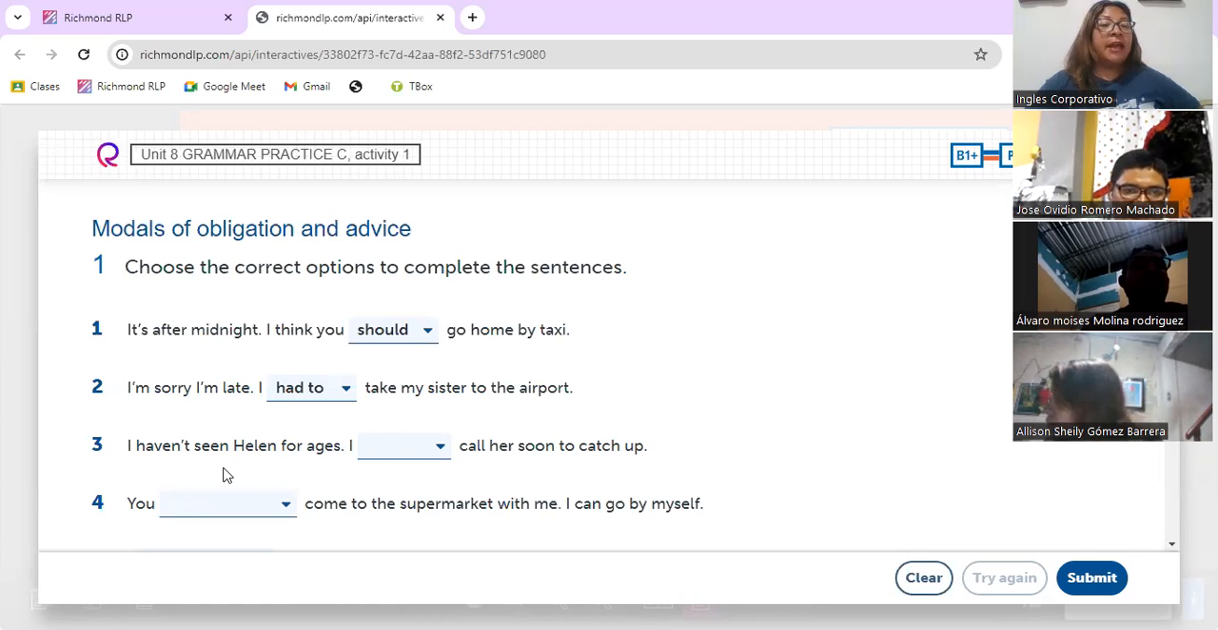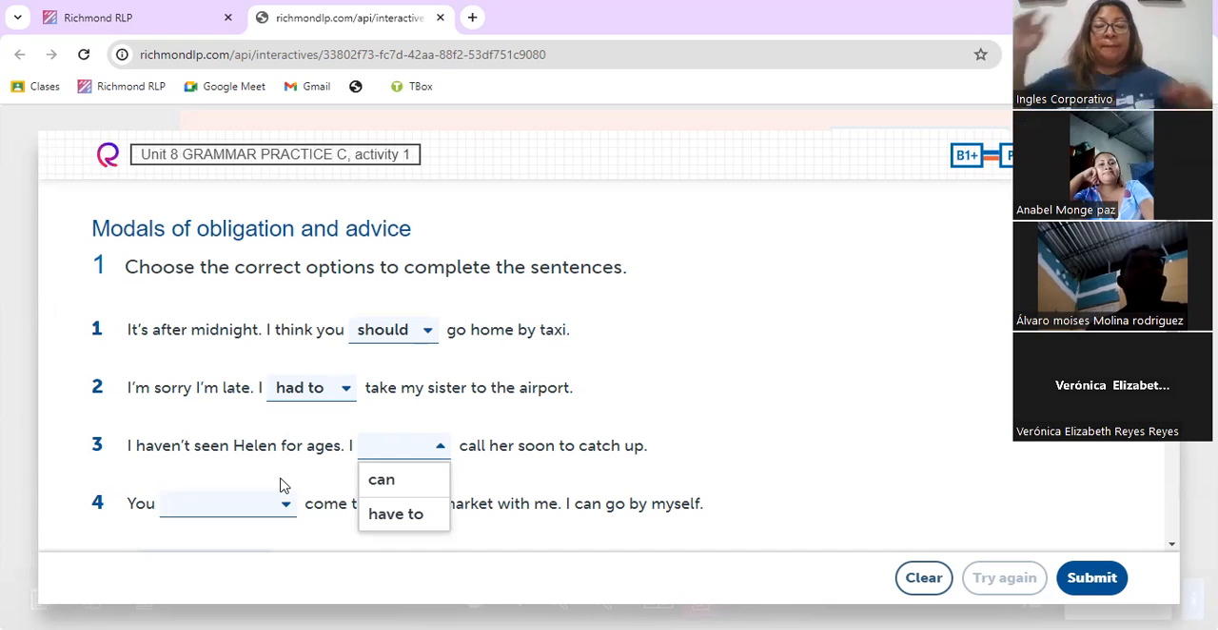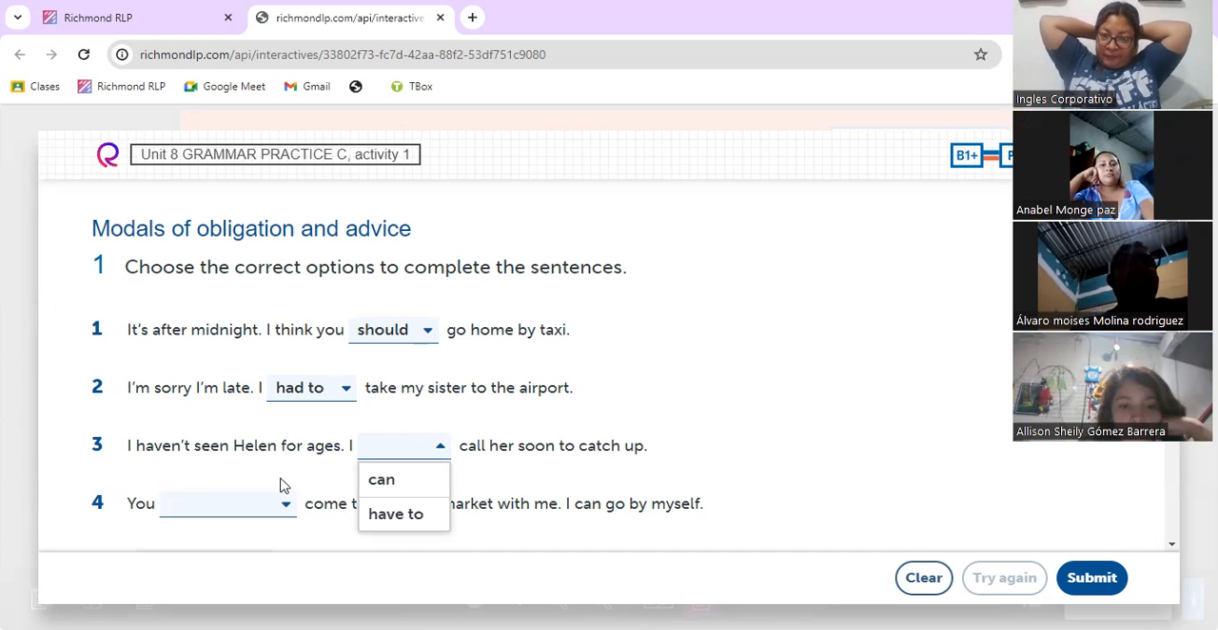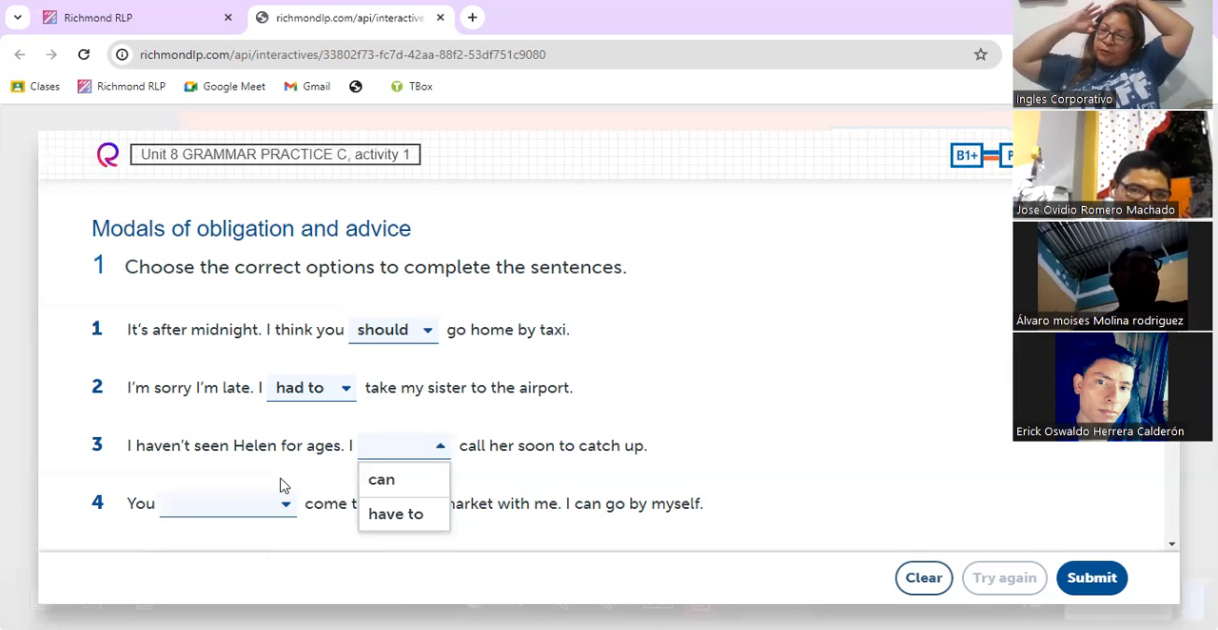I haven't seen Helen for ages. Y no la he visto en mucho tiempo. I haven't seen Helen for ages. I can or have to call her soon to catch up. Para ponernos al día. Have to. Pónganse de acuerdo. I can call her soon to catch up.